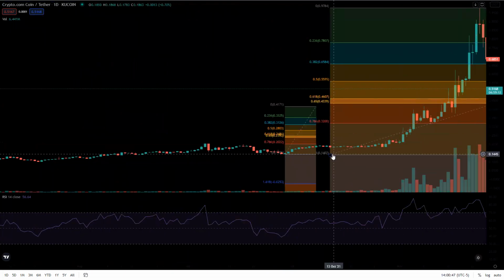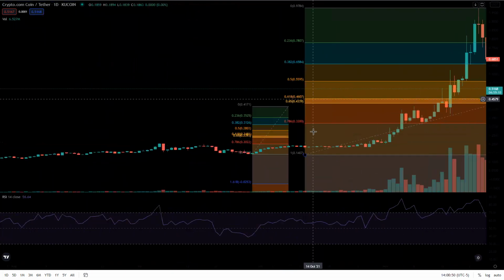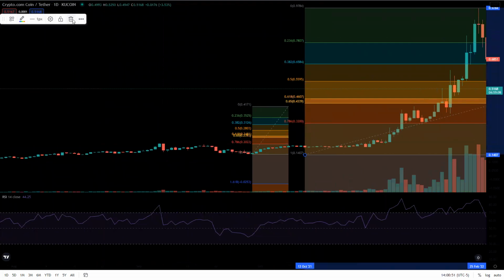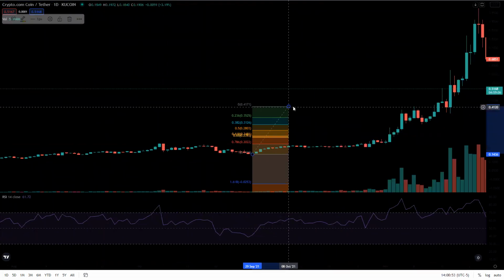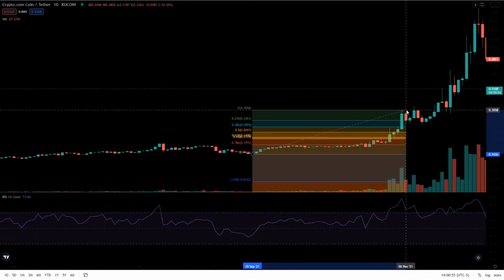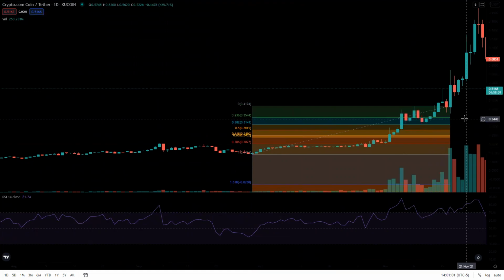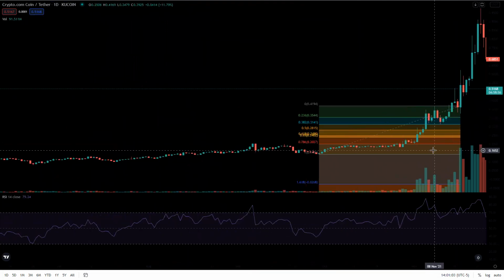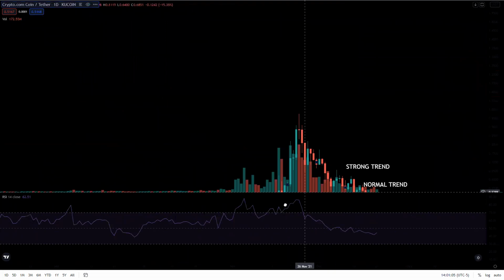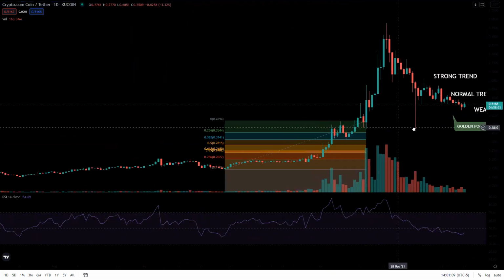But we're going to go here to the past, and I'm going to delete this now. I'm going to show you guys how the fibs work, and how you can see what it really means by a strong uptrend and things like that. So let's say we're looking in the past now, and we don't know that it just kept rallying forward.